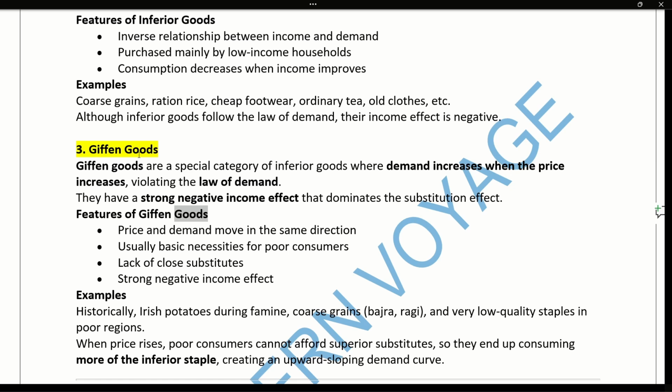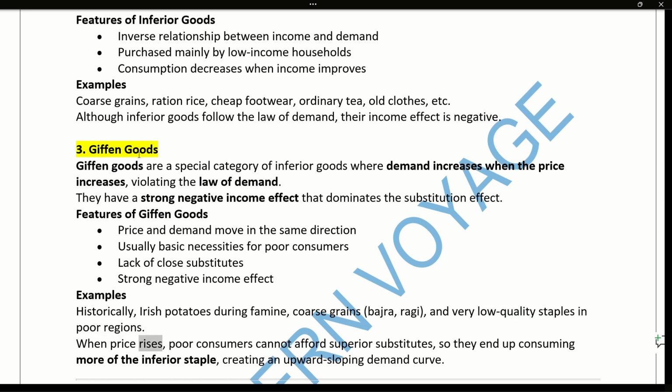Features of Giffen goods. Price and demand move in the same direction. Usually basic necessities for poor consumers. Lack of close substitutes. Strong negative income effect. Examples: historically, Irish potatoes during famine, coarse grains, bajra, ragi, and very low quality staples in poor regions.